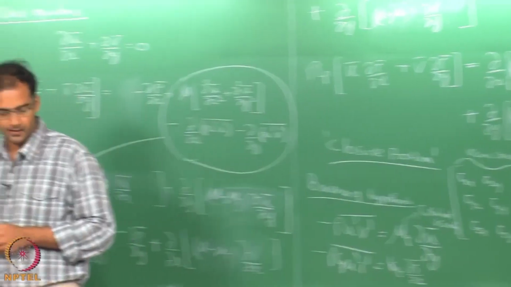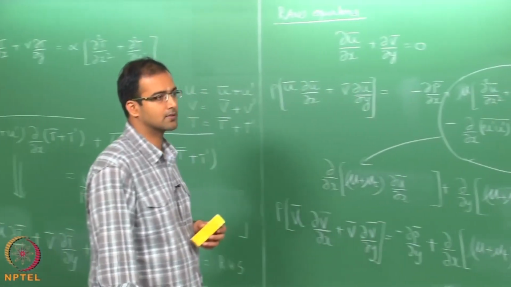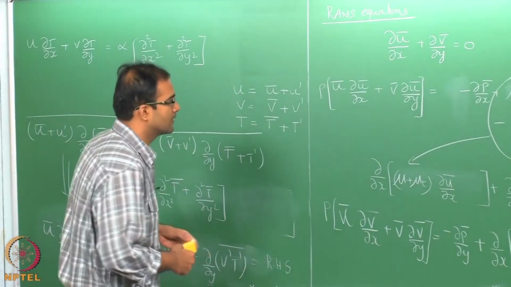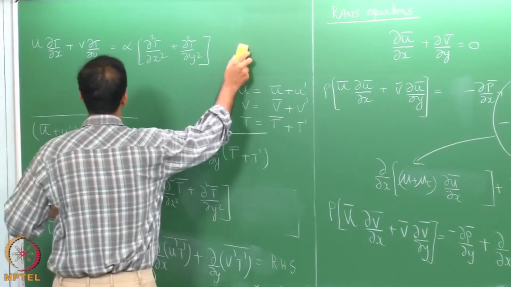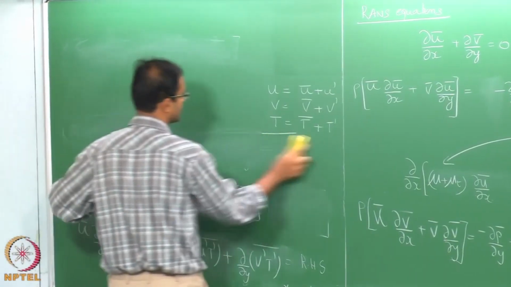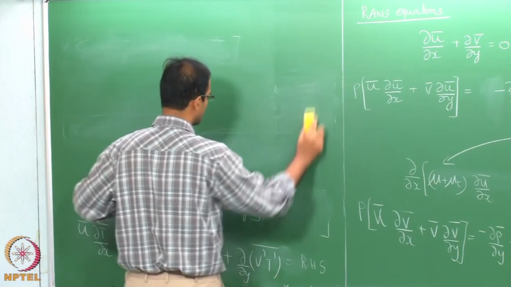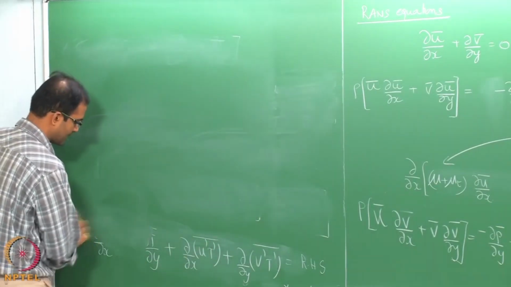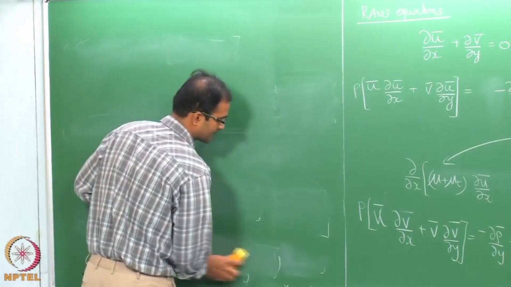So, in this manner we have completely closed the RANS equations; we have avoided the closure problem. Next, when you calculate the total stress, we have to include the turbulent stress along with the molecular stresses. Similarly, with the heat flux.